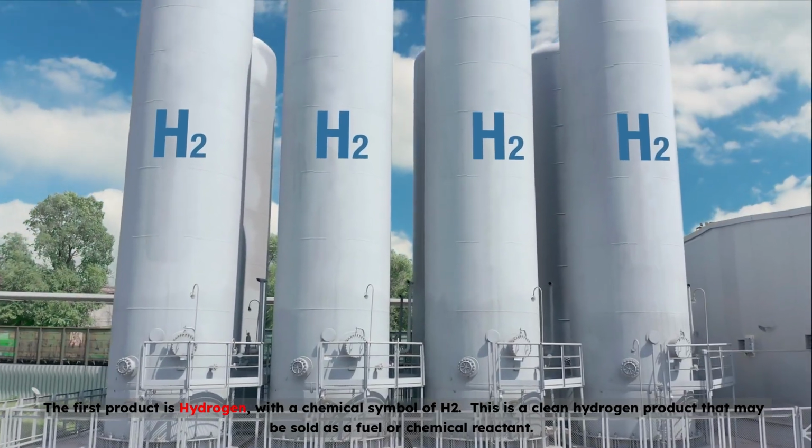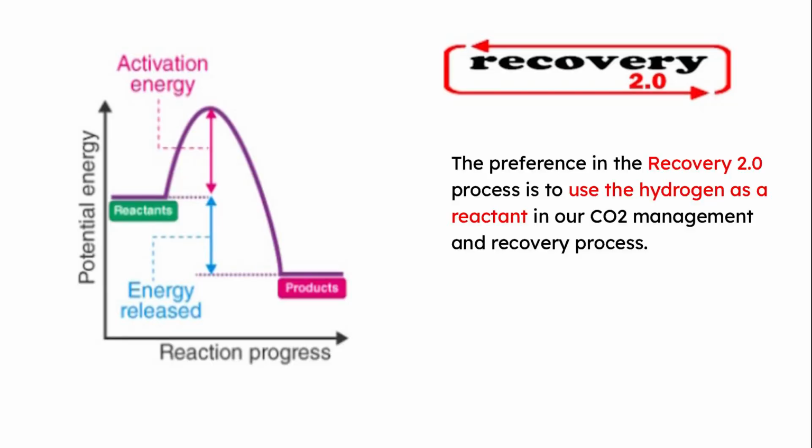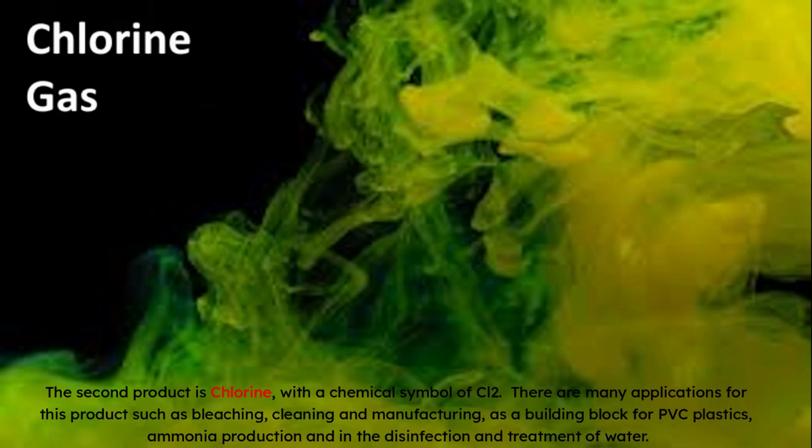This is a clean hydrogen product that may be sold as a fuel or chemical reactant. The preference in the Recovery 2.0 process is to use the hydrogen as a reactant in our CO2 management and recovery process. The second product is chlorine, with a chemical symbol of Cl2.